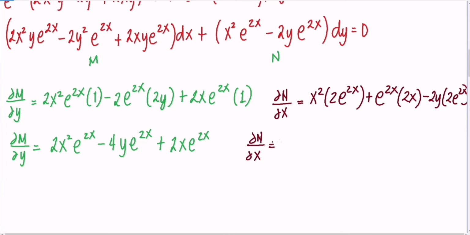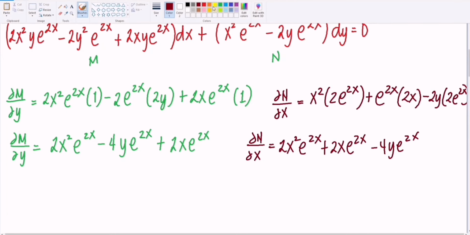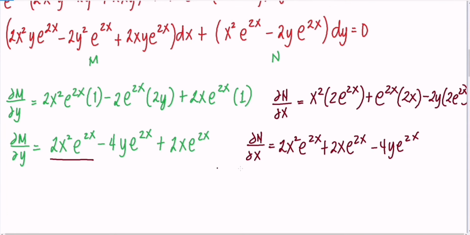Okay, so ang ating partial derivative of N over x ay, so ito, multiply ko. So, magiging 2x squared, e raised to 2x. And then ito, 2x, e raised to 2x. And then, ito naman, negative 4y e raised to 2x. So, exact ba sila? Let's see. So, ito siya. Ito, ayun siya. Tama ba? Ito siya. So, exact sila, guys.